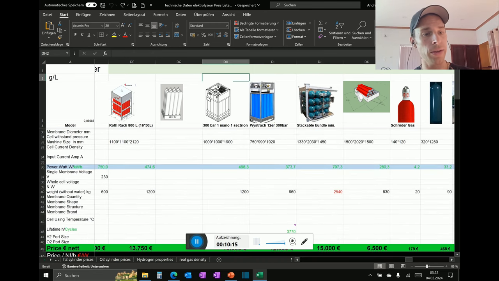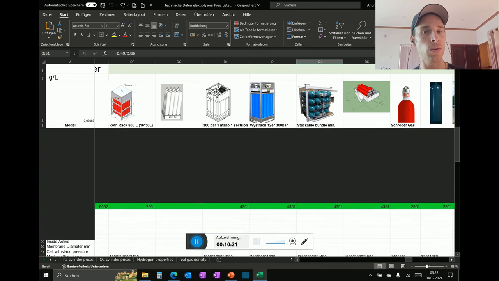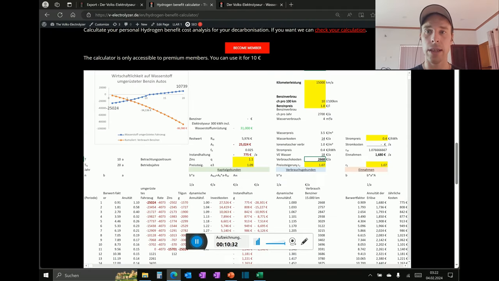And you go down and you see, okay, here you have the price per stored kilowatt hour, and you take a piece of paper. You note the sum of the costs you will have, and you go back to the cost-benefit calculator. And here, let's say, we have an initial invest of 31,000 euro. We have 15,000 kilometers a year driven.